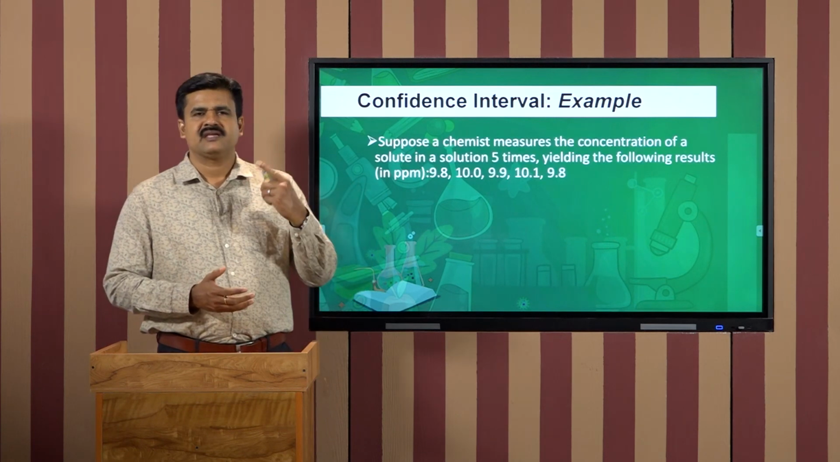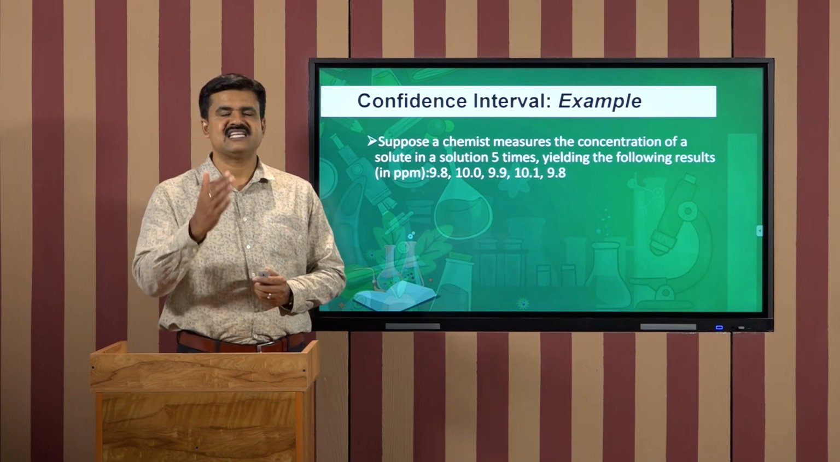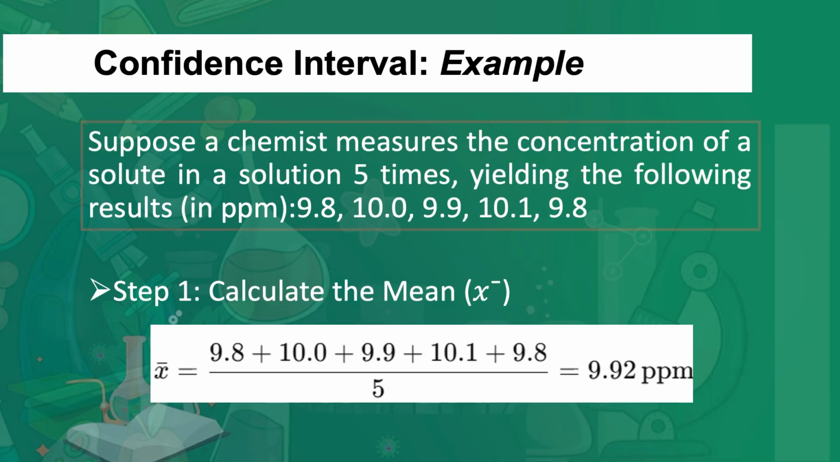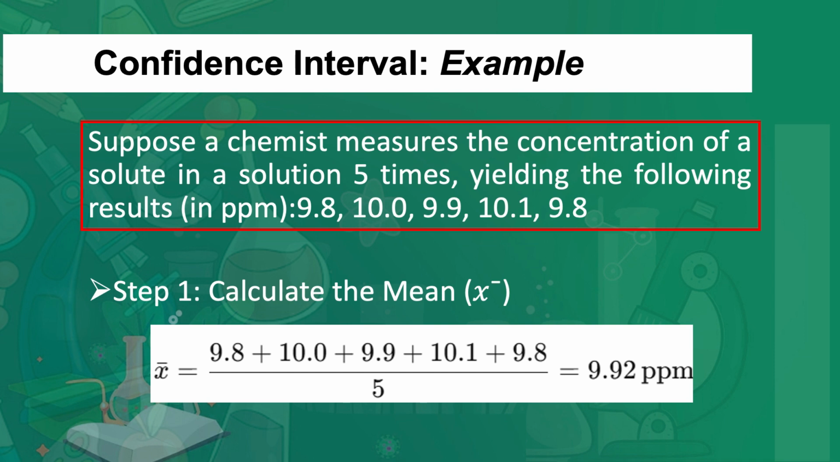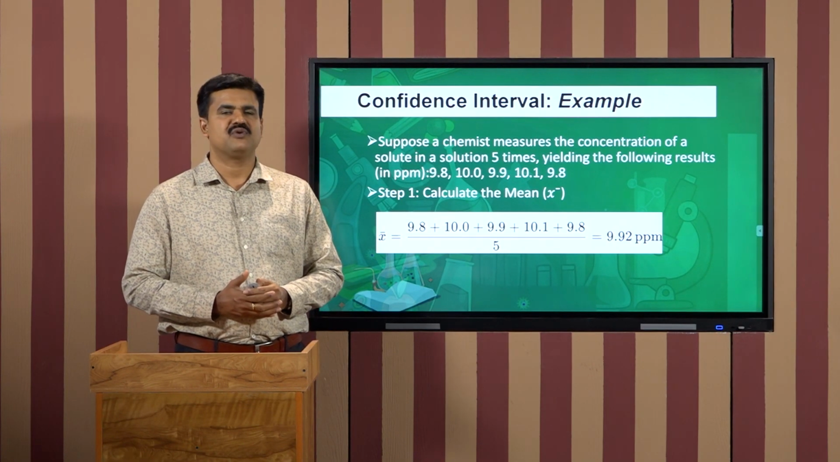Now, a practical example to illustrate the concept of confidence interval is here. Suppose a chemist measures the concentration of a solute in a solution, and he performed the analysis 5 times, yielding the following results, and the concentration is in the unit of ppm. Let the obtained values be 9.8, 10.0, 9.9, 10.1 and the final value 9.8. And we have to illustrate the concept of confidence interval.